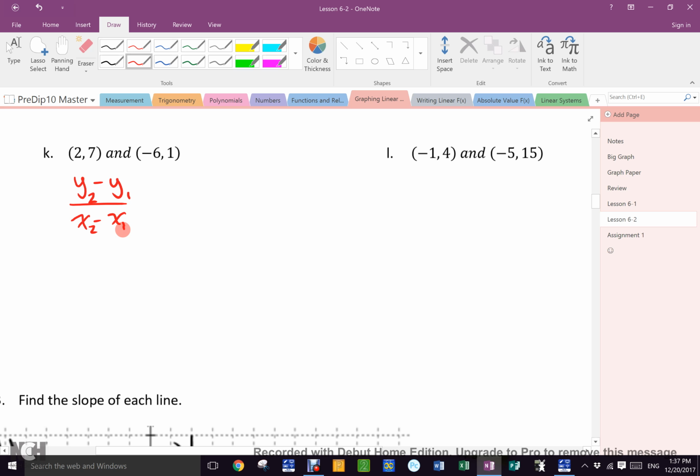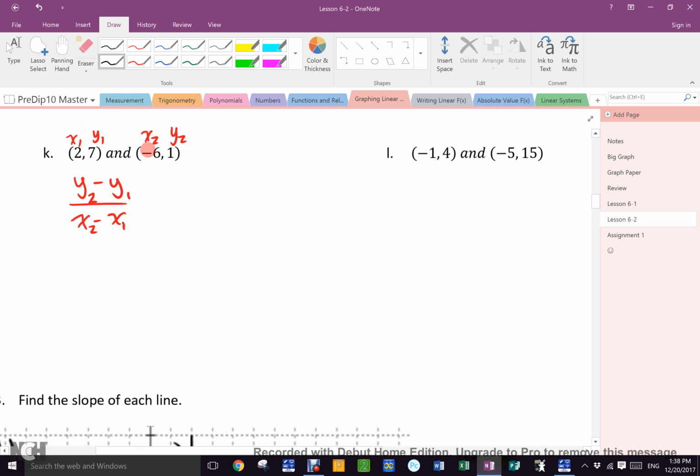Who chooses which is which? You do. You're going to make a mistake. They have to match up. If you make this guy y2, what is this guy? x2, which makes this guy y1 and makes this guy x1. As long as you match them, you can't do it wrong, because order doesn't matter.